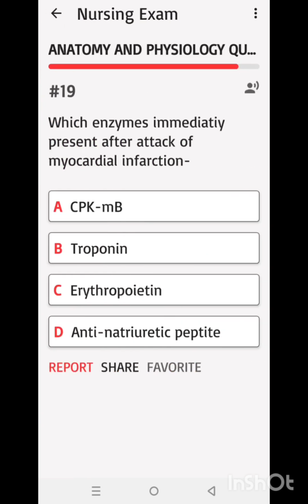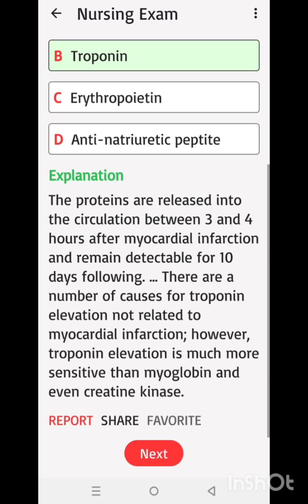Which enzyme is immediately present after an attack of myocardial infarction? A. CPK-MB. B. Troponin. C. Erythropoietin. D. Antinatriuretic peptide. Correct answer. The proteins are released into the circulation between 3 and 4 hours after myocardial infarction and remain detectable for 10 days following. There are a number of causes for troponin elevation not related to myocardial infarction. However, troponin elevation is much more sensitive than myoglobin and even creatine kinase.